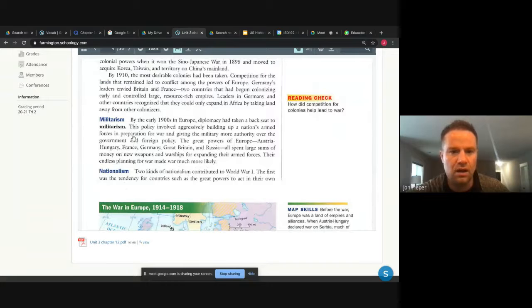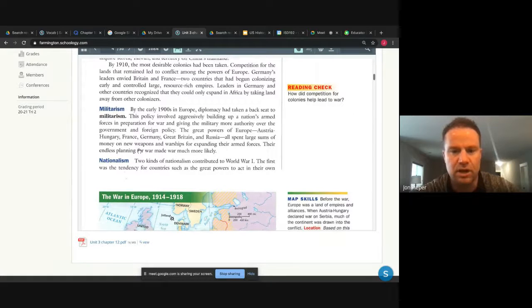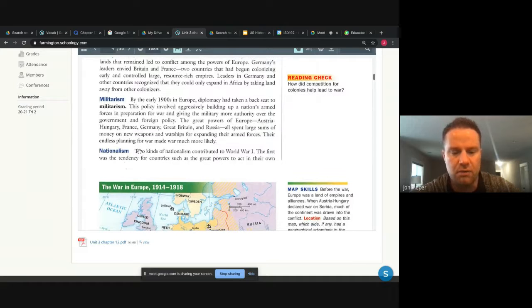Militarism. Basically, as it says here, the policy involved aggressively building up a nation's armed forces in preparation for war. And this competition between countries was understanding that if Germany has X number of weapons, we want to make sure that we have more. If they have this number of troops, we want to make sure that we have more. So people were building up their own military just because they wanted to make sure that they had more than their opponent.